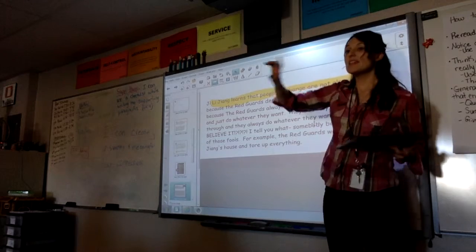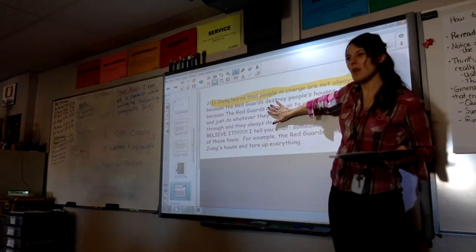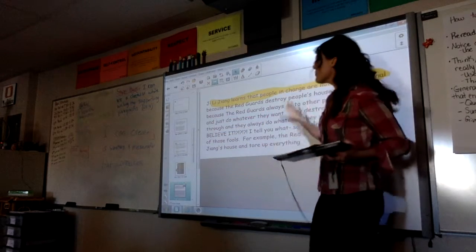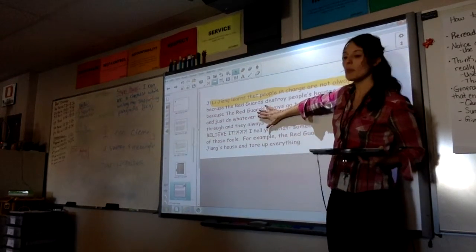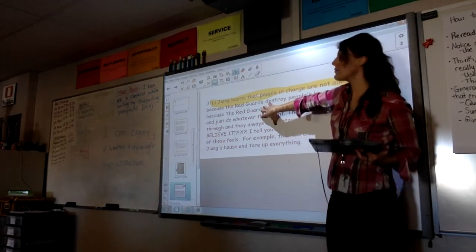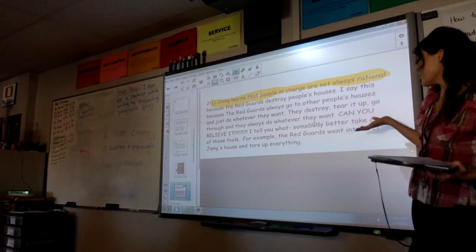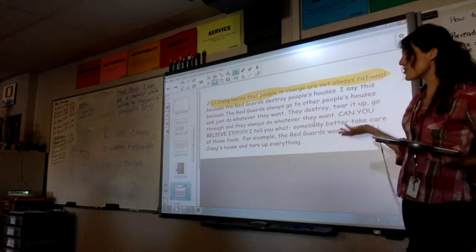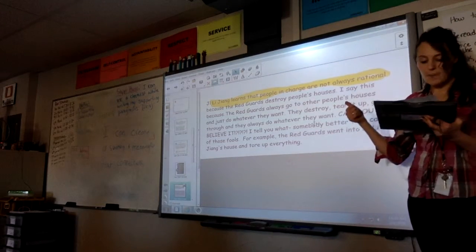By the way, this is the first supporting paragraph. It's not their introduction. We all get that, right? This is a supporting paragraph. We don't know what their introduction is because I haven't put it on here. This is a supporting paragraph, okay? Just so you know, it's their first supporting paragraph. Okay. So, yeah, they don't have any quotes. They kind of gave an example and just said that the Red Guards tore their house up, but they didn't really give a quote. Okay.